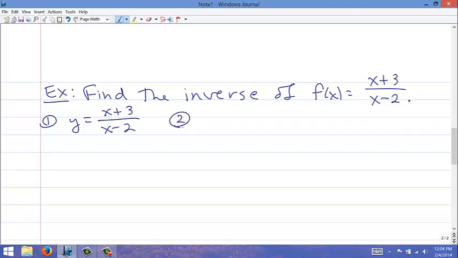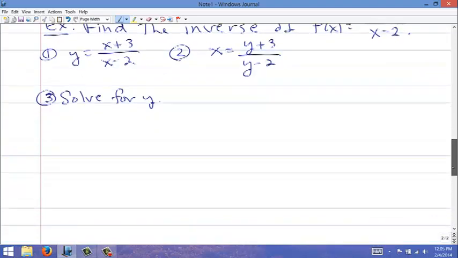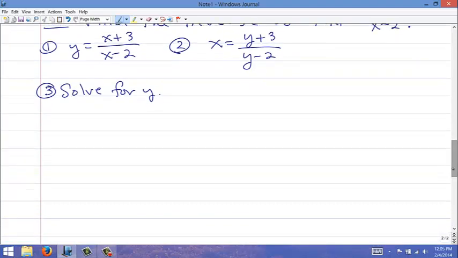Second, replace all the x's by y's, replace all the y's by x's. So we've got x equals (y plus 3) all divided by (y minus 2). So lastly, we want to solve for y. Now in this case, since we have multiple y's, we're going to have to at some point get all the y's together, and combine like terms and things like that.